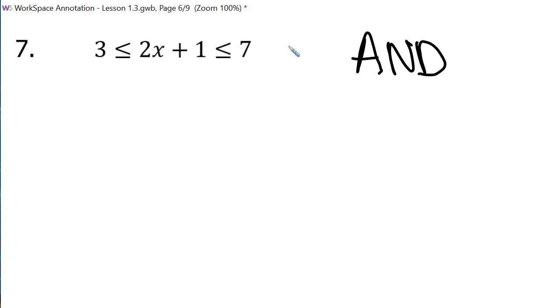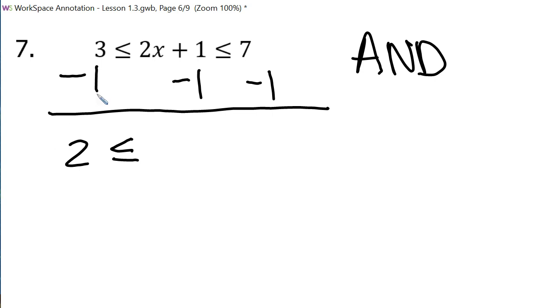The opposite of plus 1 would be subtract 1. Whatever I do to the middle, I have to do to the left side, and I also have to do to the right side. That's the only trick. Looking at the left side, if we subtract 1, what do we get? 2. Bring down your less than or equal to. Bring down the 2x. Positive 1, negative 1 is a zero pair. Bring down the less than or equal to. And 7 minus 1 is 6.